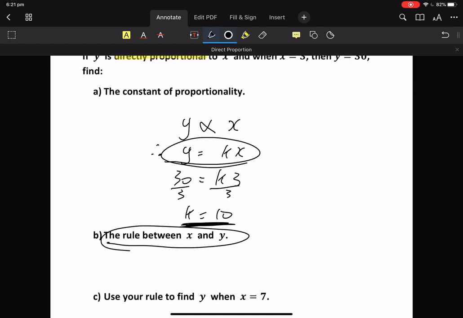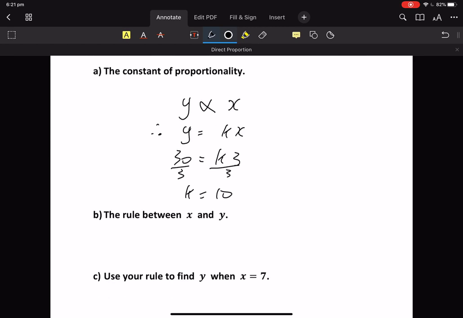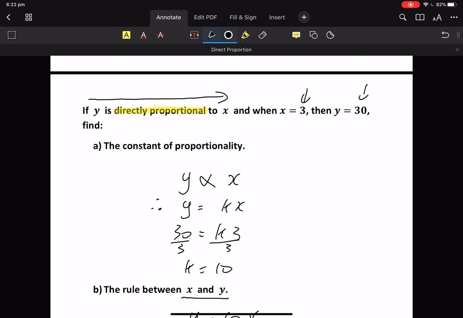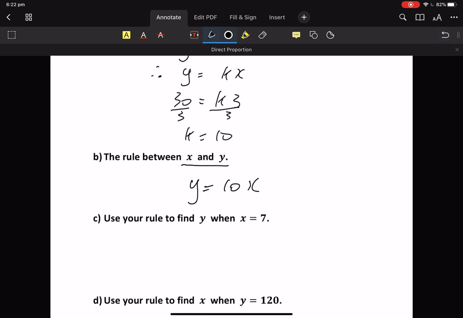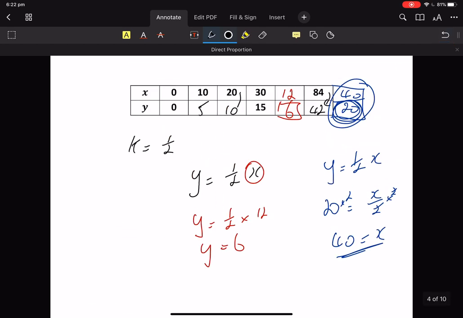Here's my rule here, but I don't know what k is. Hang on, I do know what k is. K is 10. So the rule between x and y is y equals 10x. Be a bit careful, even though it says between x and y, the y comes first, because remember in this question the y is directly proportional, so the y comes first. So there's my rule. Very similar to finding our rule up here.